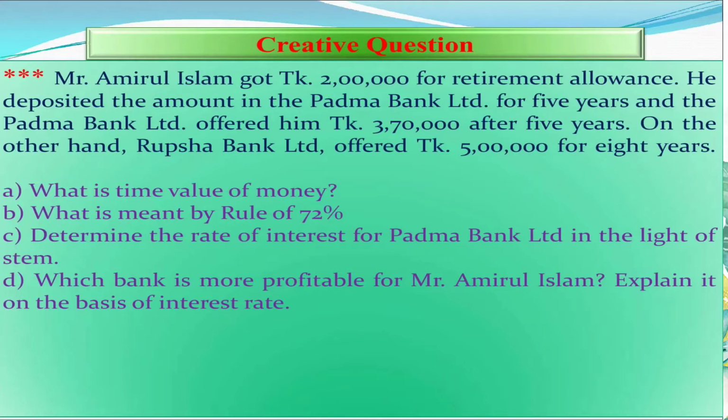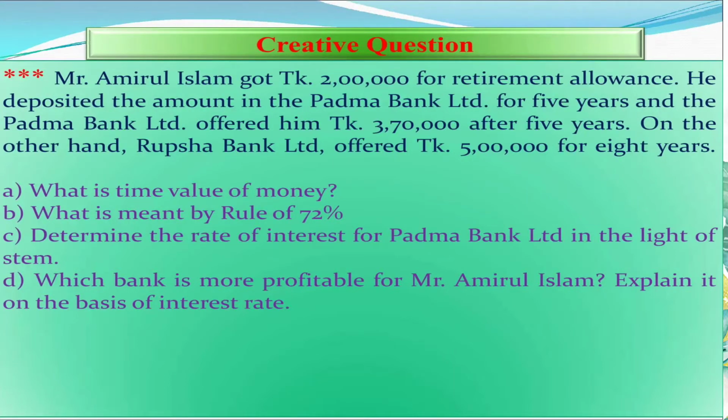First of all, of course, you need to know the concept and the reality of this question. See your screen. You see, Mr. Amirul Islam got Taka 2 lakh for retirement allowance. He deposited the amount in the Padma Bank Limited for 5 years, and the Padma Bank Limited offered him Taka 3,70,000 after 5 years. On the other hand, Ruksha Bank Limited offered Taka 5 lakh for 8 years.